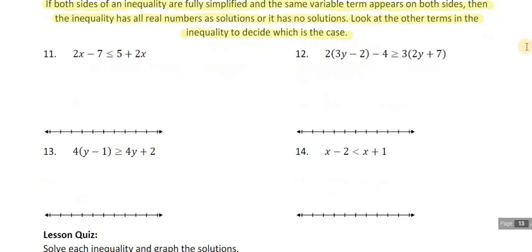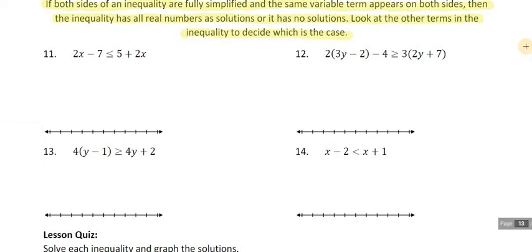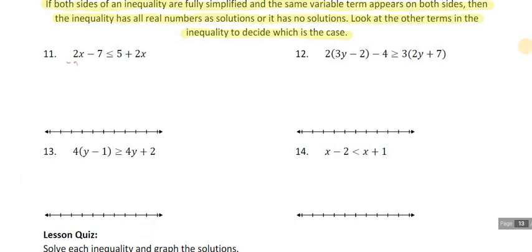Okay, so if I look at number 11, I've got 2x minus 7 is less than or equal to 5 plus 2x. Now, if we think about literally trying to bring the x's together, we would say, well, I'd have to subtract 2x from both the left and the right in order to try to collect them, and they're canceling each other out on both sides. So all we have left is -7 is less than or equal to 5. Now, is that a true statement? Yes, -7 is always less than or equal to 5. So this is going to be all real numbers or infinite solutions.